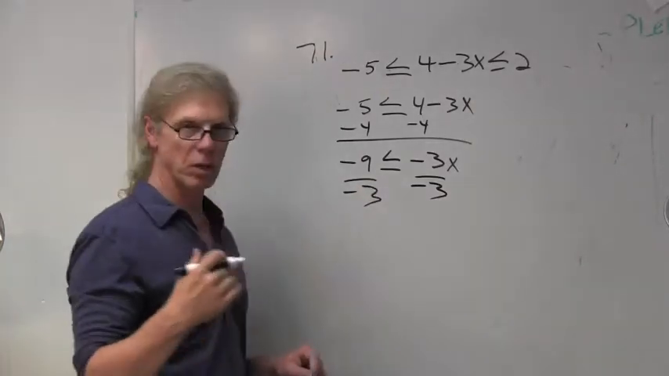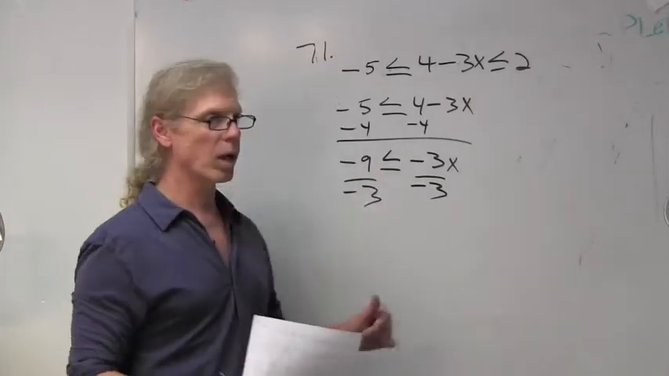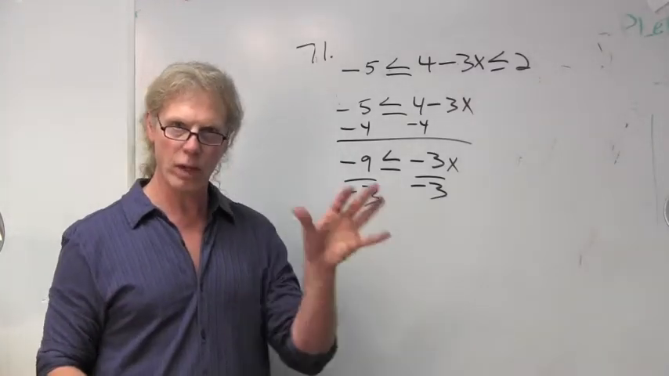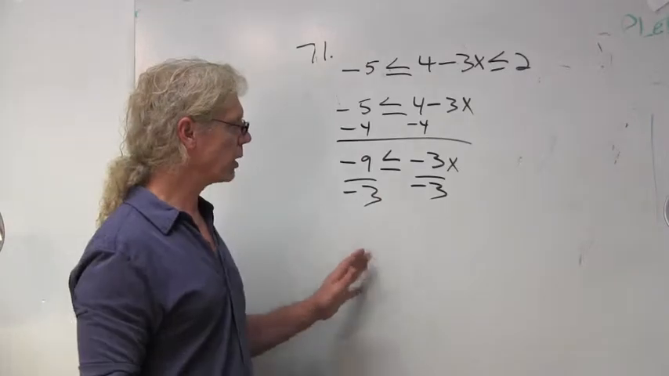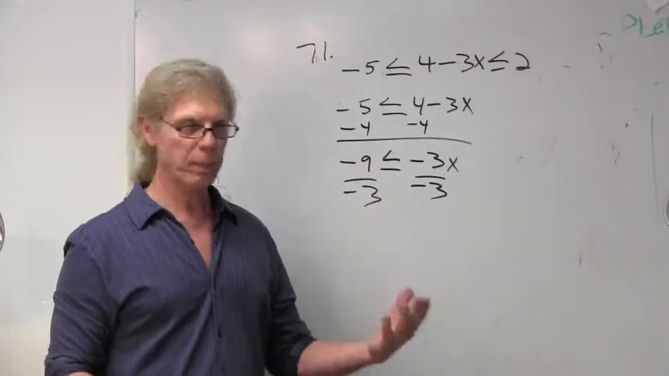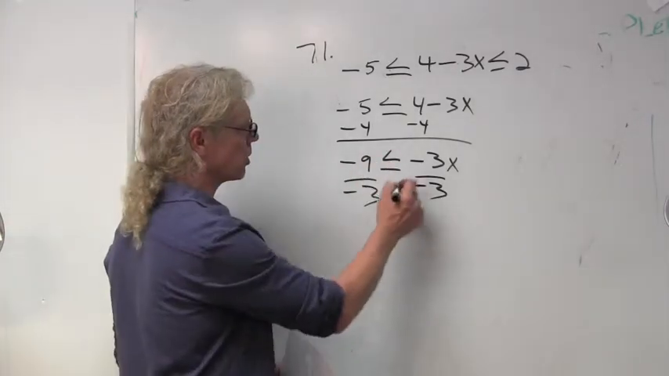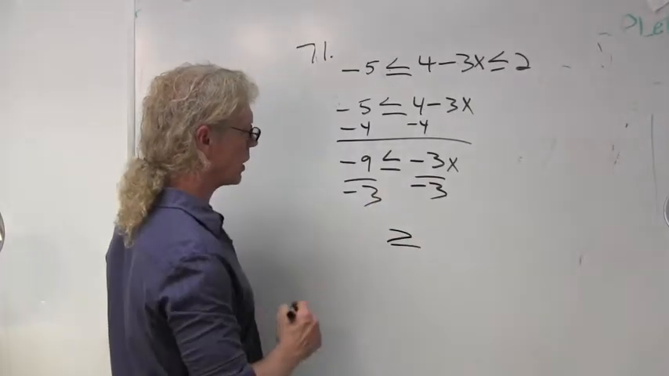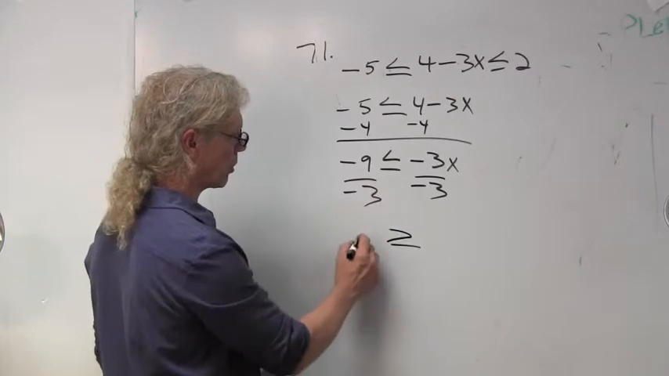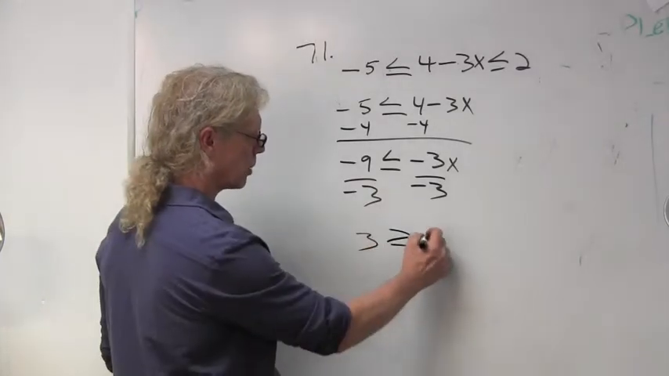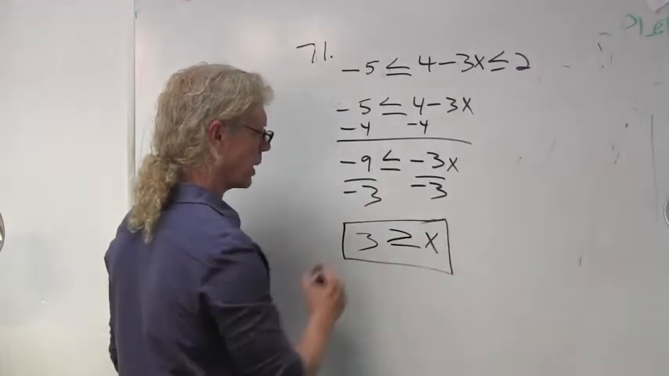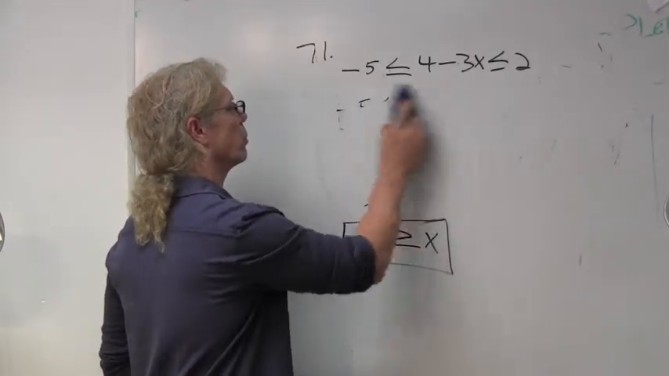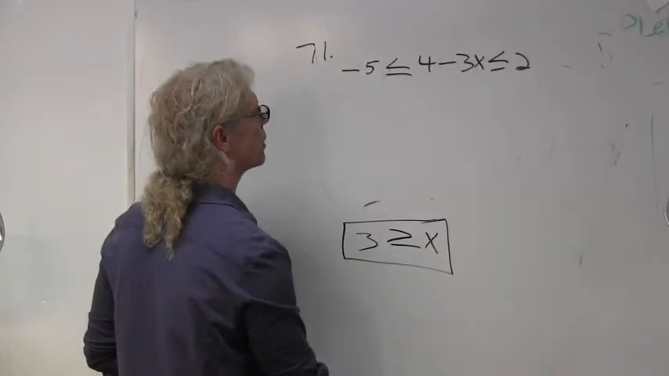Goes back to what we said earlier when it comes to inequalities. When you multiply or divide an inequality by a negative, you flip the sign. So instead of this reading less than or equal to, let's flip the sign right now. Greater than or equal to, negative 9 over negative 3 is a positive 3, and that's a positive x. And we end up with 3 is greater than or equal to x for the left side of this equation.